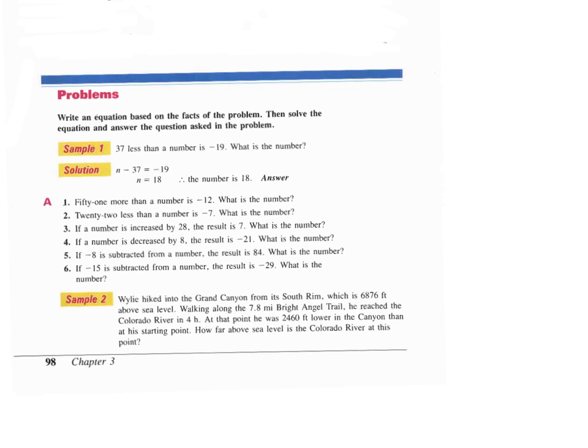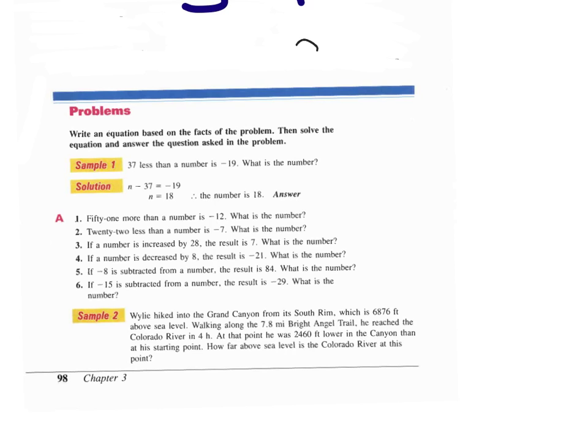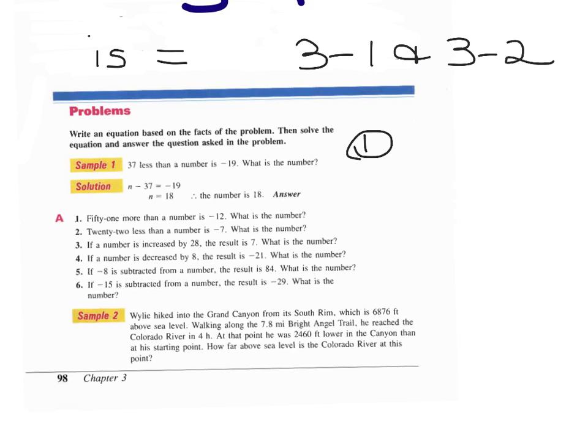Okay. So these are going to be the word problems from lessons 3.1 and 3.2. For number 1, we're going to translate it. It says 51 more than a number is -12. Remember, when we're translating these, the word "is" is going to represent our equal sign. We also need to know that the words "more than" mean addition.